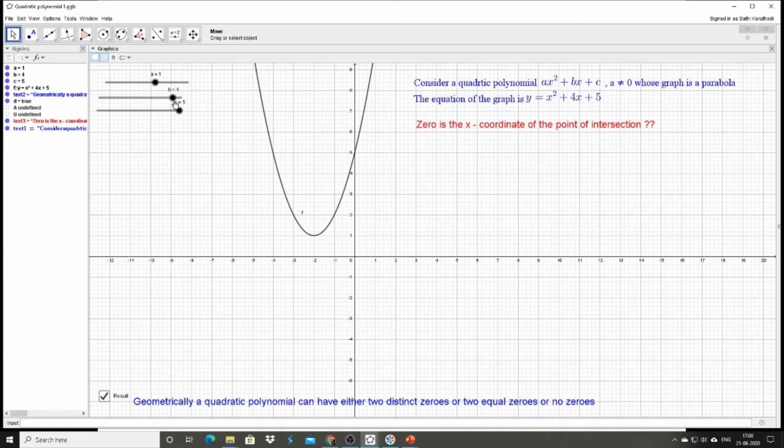Therefore, let us see what happens when b and c are kept constant and a is going on changing. When a is going on changing, please observe what happens to the graph.